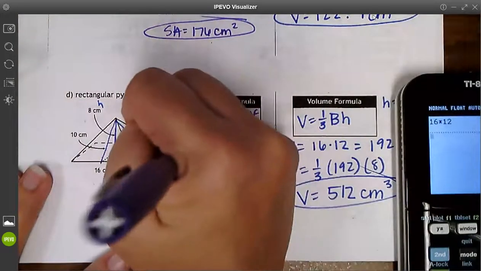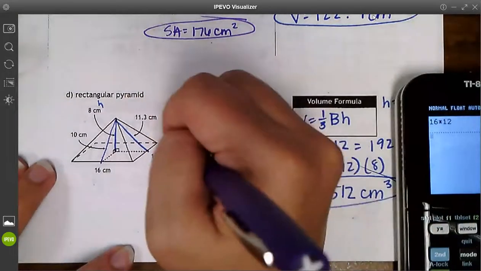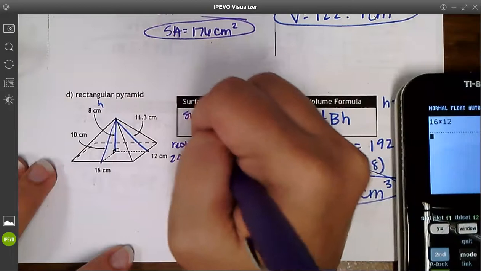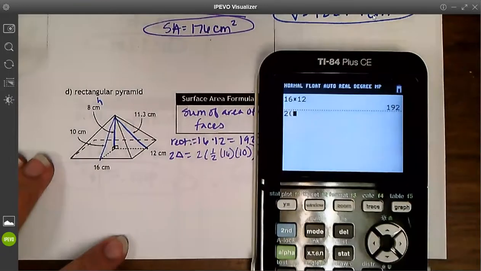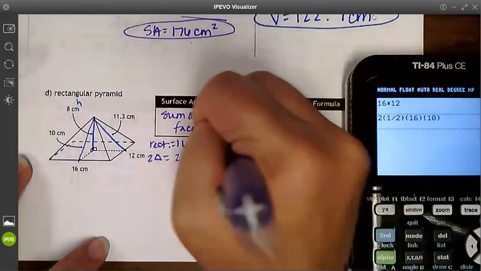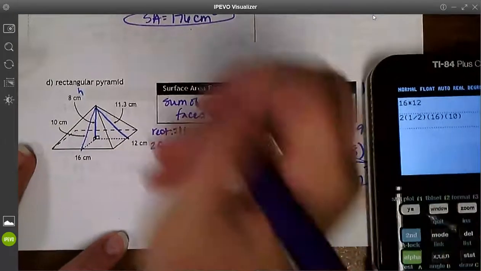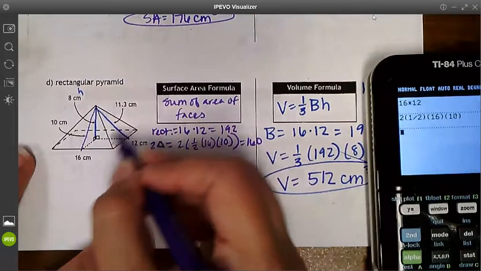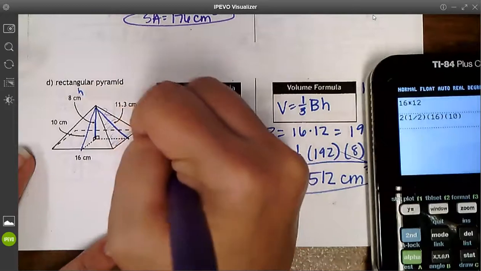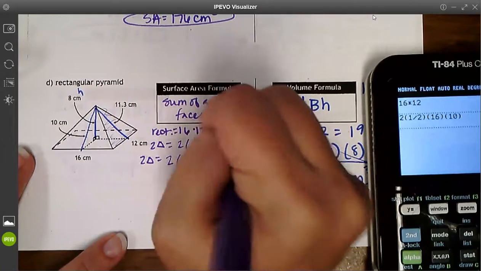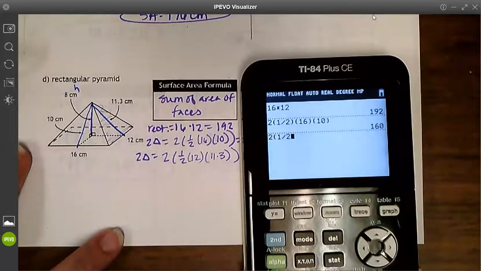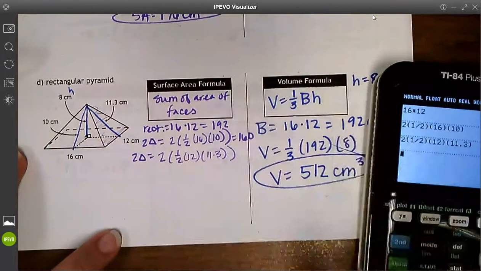So I have 2 times this triangle, and I'm going to do the front one first, which is 2 times 1/2 times my base, which is 16, times my height of that triangle, which is 10. 2 times 1/2 times 16 times 10 is 160. And then I have 2 of the other triangle, which is 2 times 1/2 my base, which is 12, times my height, which is 11.3. And you get 135.6 for that one.